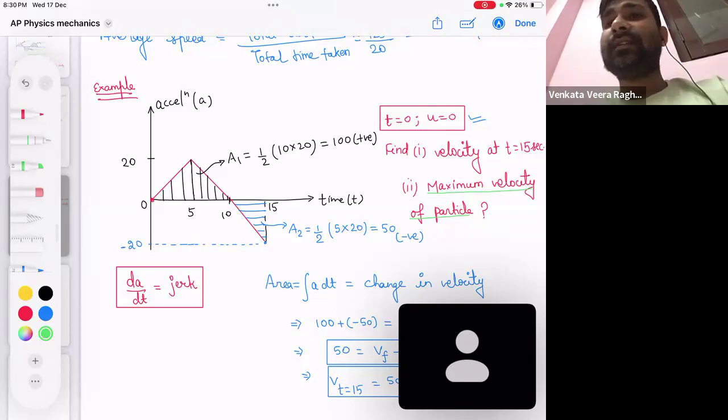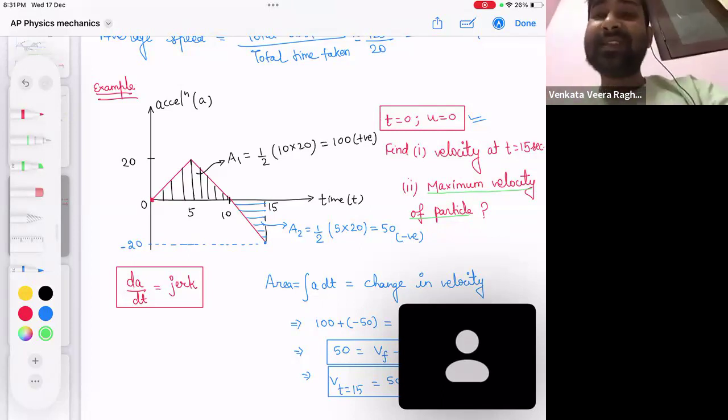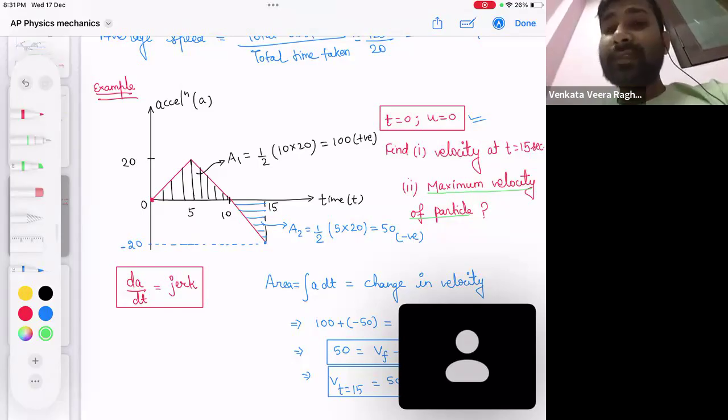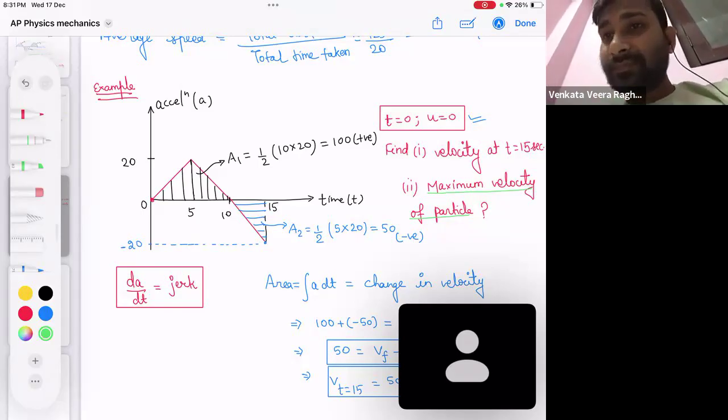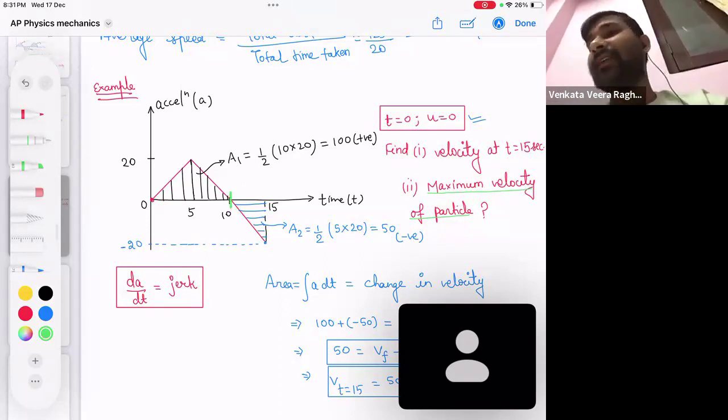By taking dv by dt equal to 0. Okay, but dv by dt is not zero anywhere. Check it. Is dv by dt zero anywhere in this question? At 10 seconds, acceleration is 0. Yes, acceleration is 0 at t equal to 10 seconds. And after that, acceleration is changing its direction. So do you know the maximum velocity will occur at t equal to 10 seconds? Is that clear?